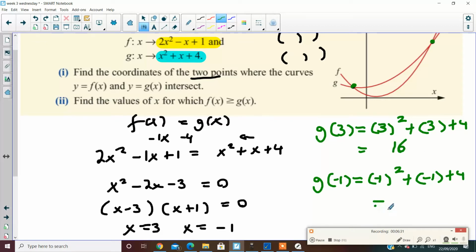What do you get for the other one? 4. So would everybody agree the answer is minus 1, 4, this point here, and the other point is 3, 16. Yes?